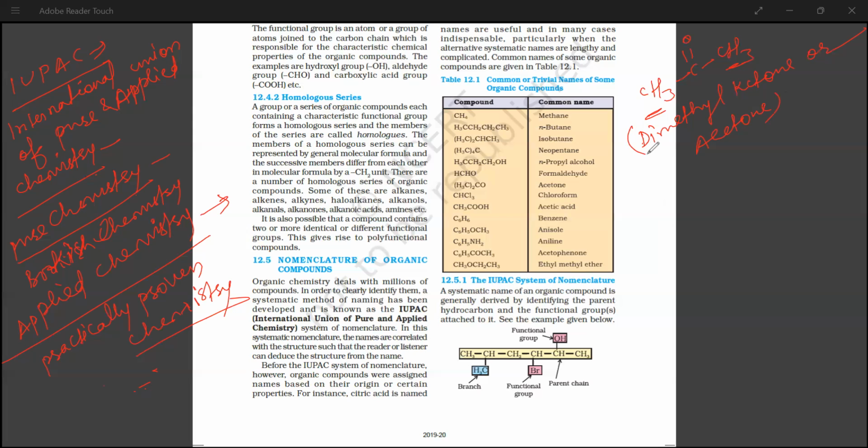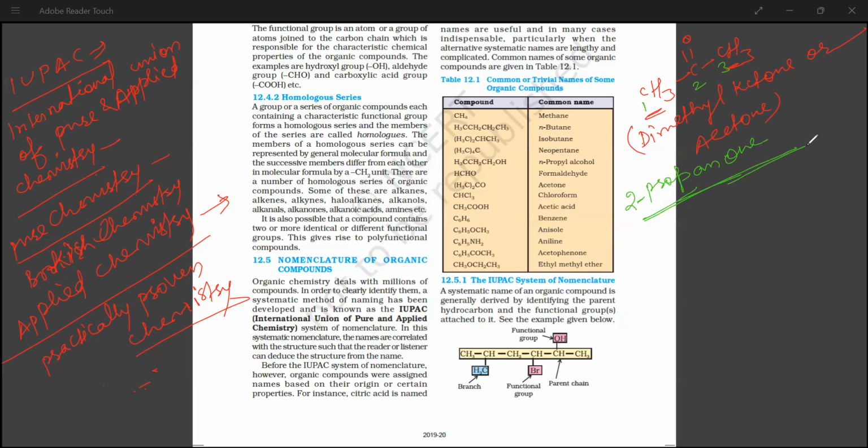Now what will be the IUPAC name of this compound? See here, how many carbons are there? 1, 2, and 3. So 3 carbons are there, so prop, and between the carbons there is a single bond, so ane, and C double bond O is one. In IUPAC it is known as one. So propanone. On which carbon atom is this? On the second. No other carbon atom is possible on which this C double bond O can be there.